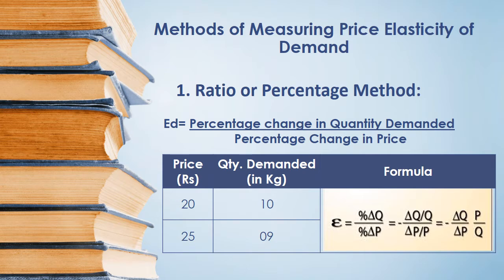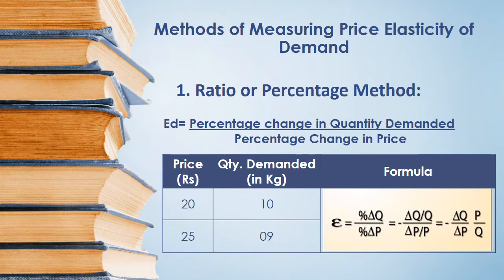Earlier, the price was 20. It has increased from 20 to rupees 25. And the quantity demanded was 10 kgs and it has decreased from 10 to 9 kgs. You can see in the example that because of the rise in price, the quantity demanded is decreasing. That is the law of demand. That is, if price increases, the quantity demanded will decrease.